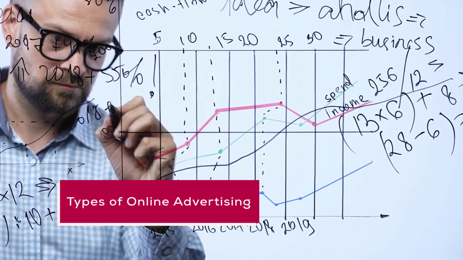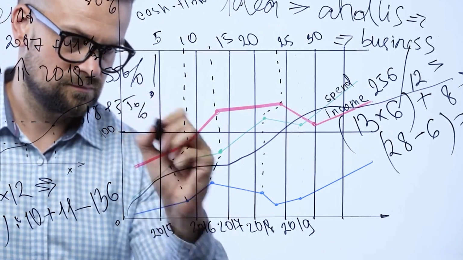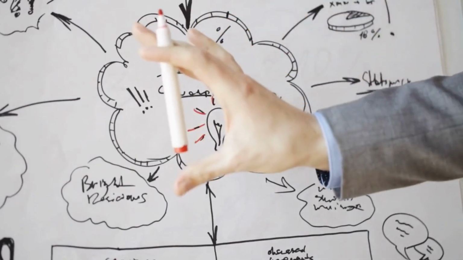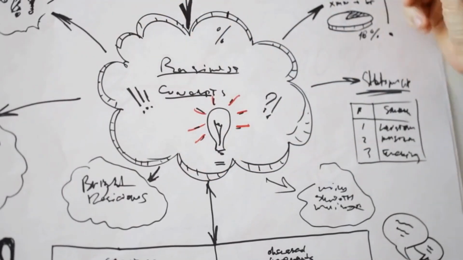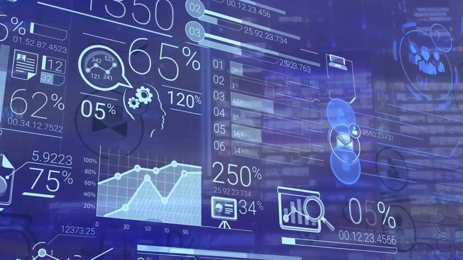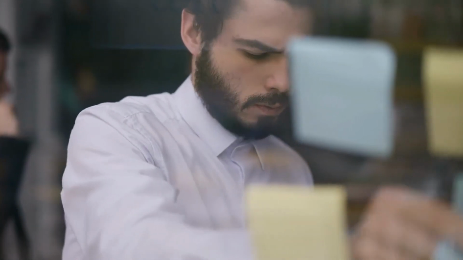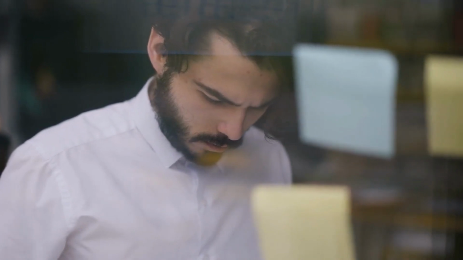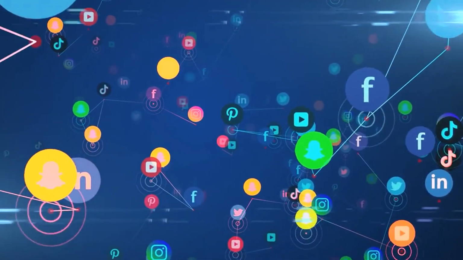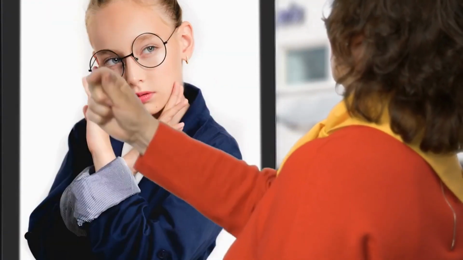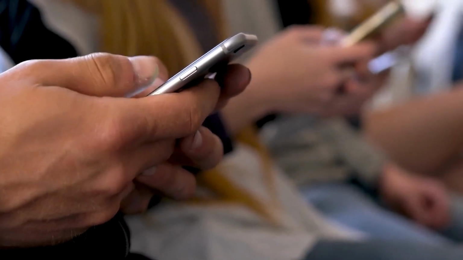Types of online advertising. There are several types of online advertising that businesses can use to reach their target audience. The three most popular types are search engine ads, social media ads, and display ads. Search engine ads appear at the top of search engine results pages, SERPs, when someone searches for specific keywords. Social media ads, on the other hand, appear in the news feeds of social media platforms such as Facebook, Instagram, Twitter, and LinkedIn. Finally, display ads are visual advertisements that appear on websites, mobile apps, and other digital media.